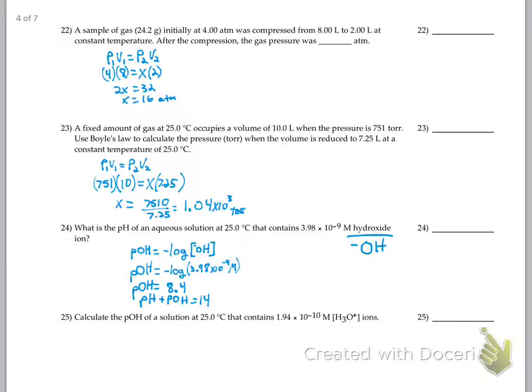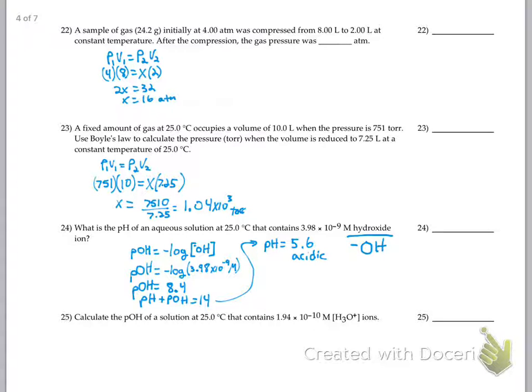If the POH equals 8.4, the pH will be equal to 5.6, and that's slightly acidic.